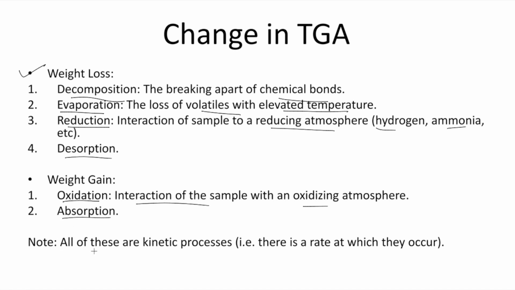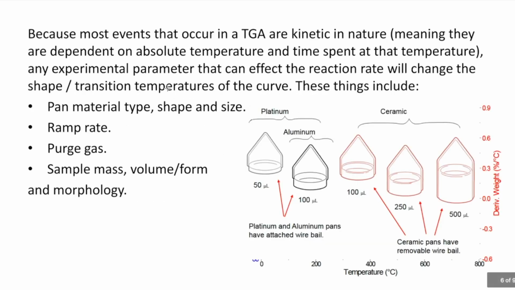Now one thing to note, all of these are kinetic processes, that is, there is a rate at which they occur. Because most of the events that occur in TG are kinetic in nature, meaning they are dependent on absolute temperature and time spent at that temperature, any experimental parameter that can affect the reaction will change the shape and transition temperature of the curve. What are the things which can affect the TGA curve?